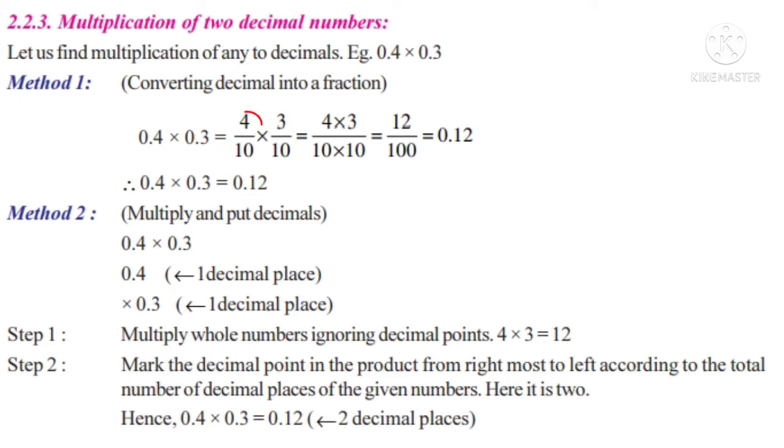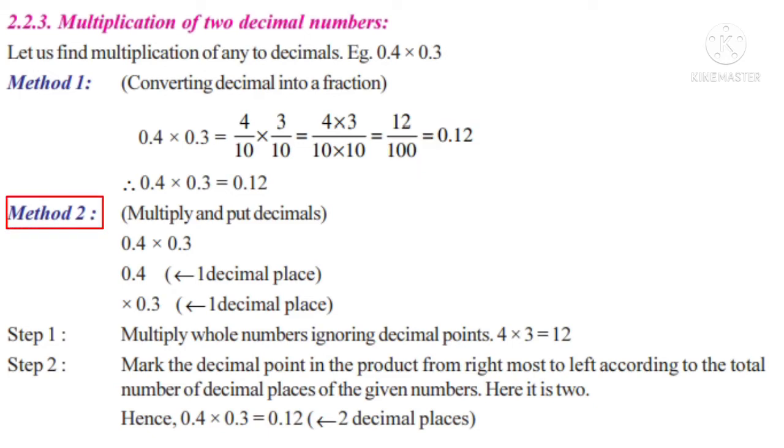In the numerator, 4 into 3 is 12. In the denominator, 10 into 10 is 100, that is 12 by 100. Since there are two zeros in 100, the decimal point will shift from right to left by two digits, that is 0.12.